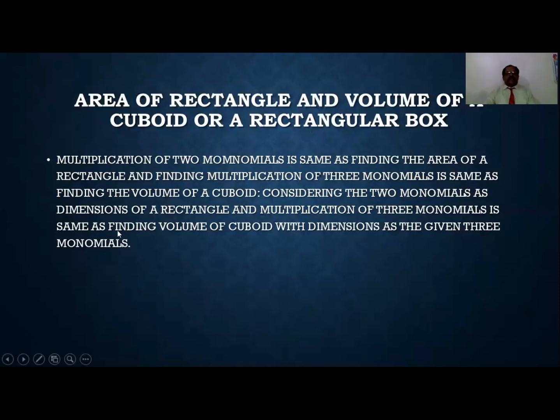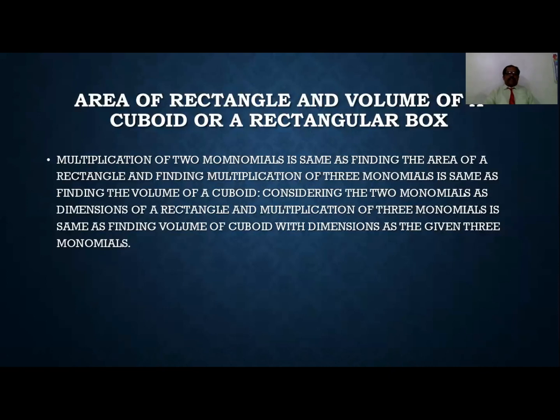If you are given the product of two monomials, then we can treat it as the area of a rectangle, as a rectangle has only two dimensions, that is length and breadth. So taking one monomial as length and the second monomial as breadth will give us the area of the rectangle. Similarly, finding the multiplication of three monomials will be the same as finding the volume of a cuboid.